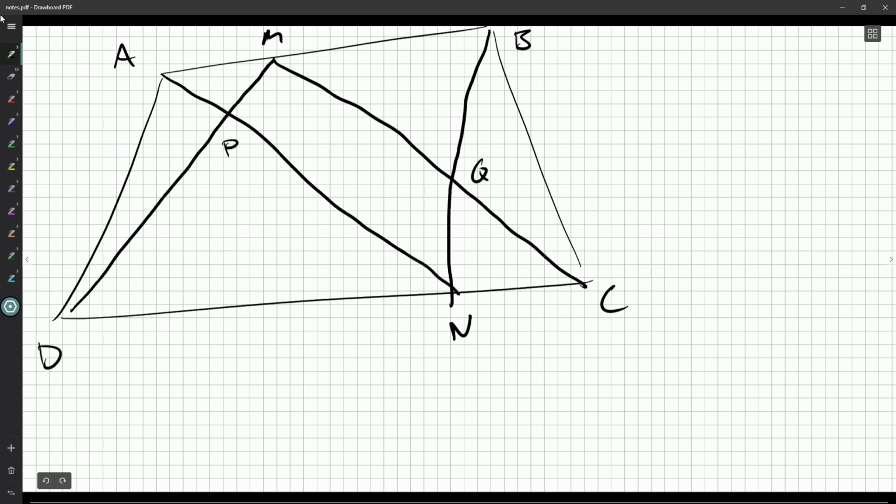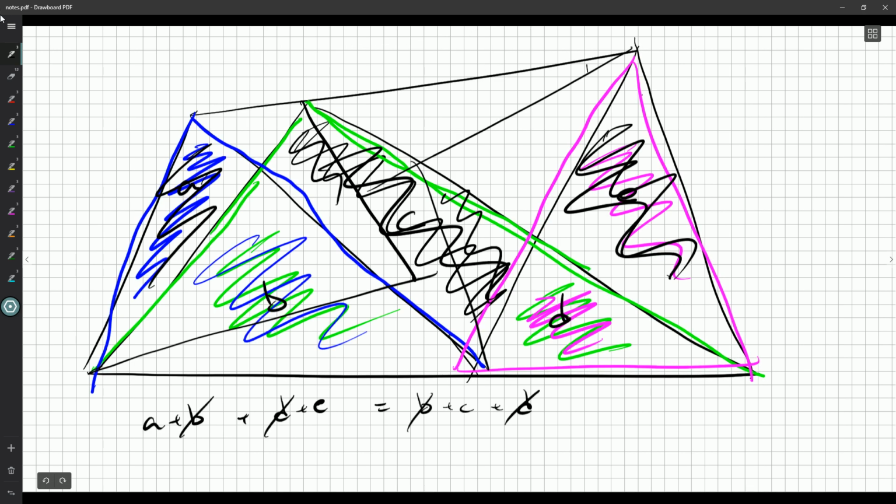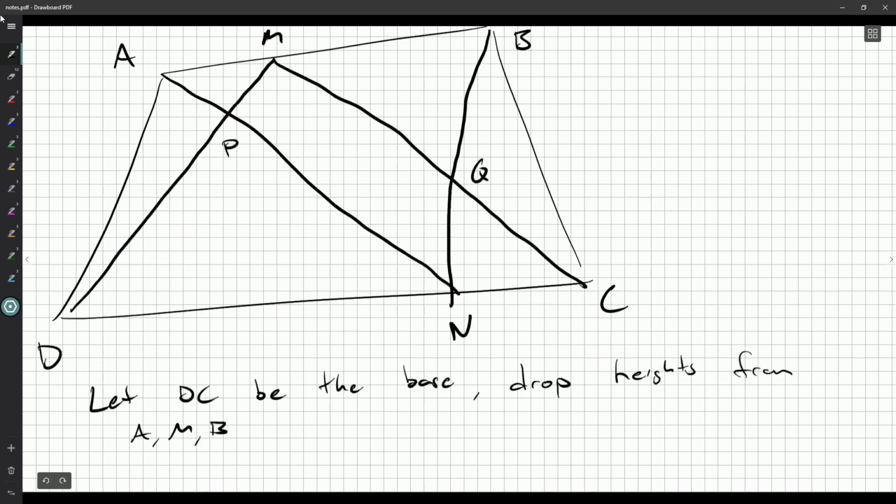So if I want to work with those triangles, we might say something like let DC be the base. Might say something like drop heights or altitudes from A, M, and B, because those are the apexes of the triangles I'm trying to work with. Okay? So we get nice little height here, height here, but they're not going to be parallel to each other because AB and DC are not necessarily parallel. Okay, so we get something like that.